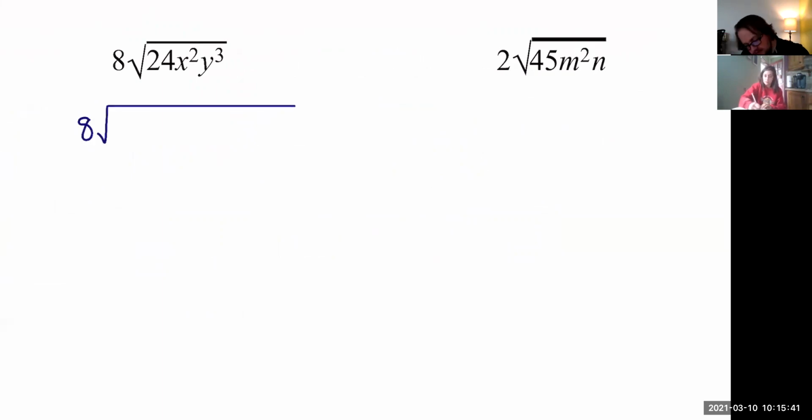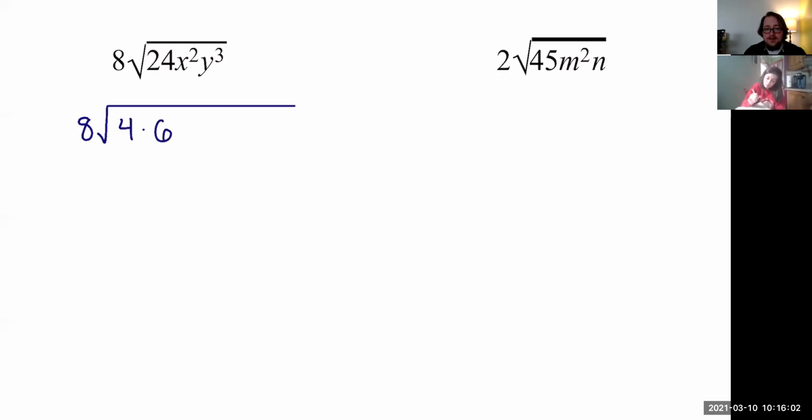I'm always going to start with the coefficient because that's kind of where we've been practicing. 24, is it a perfect square? No. Does it have any factors that are perfect squares? 4 and 6. And there's that infamous 6. We know that 6 can't take us any further. So I'm satisfied with that pair.